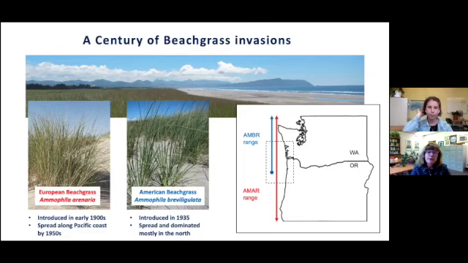They have a co-occurrence, which you can see on this map here, where we have Ammophila breviligulata, which is the American beach grass species, from northern Oregon up into Washington, and then Ammophila arenaria, which occurs pretty much over the entire coastline. But there is this region where they co-occur. Next slide.